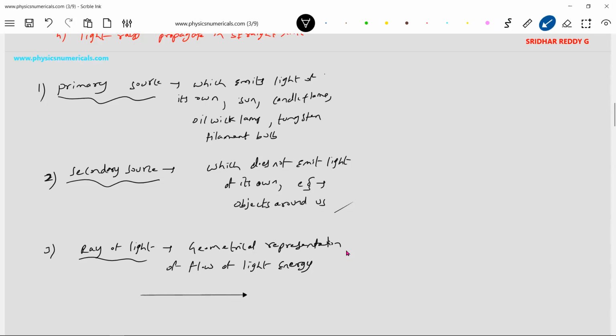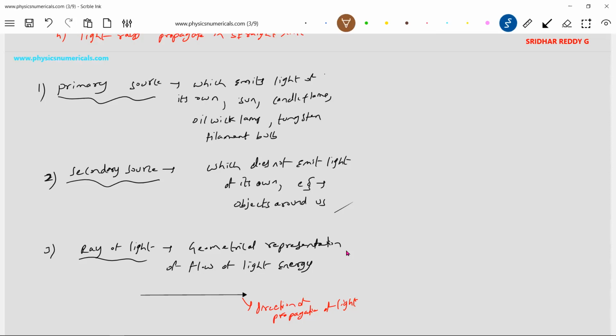Very simple. I'll indicate this by a straight line with an arrow. What does that arrow indicate? The direction of propagation of light. To tell that the light is moving in that direction, the arrow is used here. The light is propagating this way.